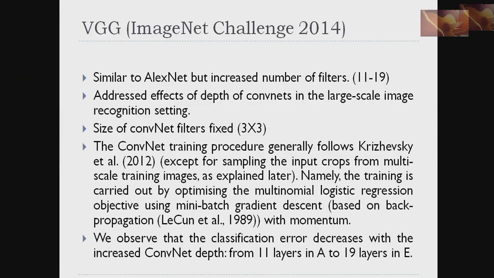Let S be the smallest side of an isotropically rescaled training image, isotropic meaning the same, each side the same. So if there is a 226 by 226 image, then S will be 226. Each side is the same, and it should be with some symmetry to the center. So that is what isotropic is. Well, so crop size is 224. In principle, S can take on any value not less than 224, because 224 is to be cropped.